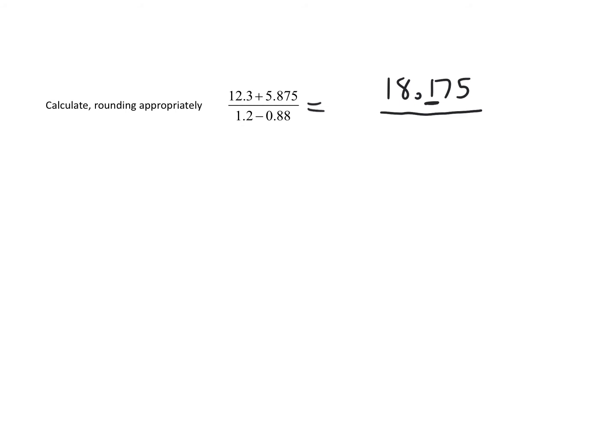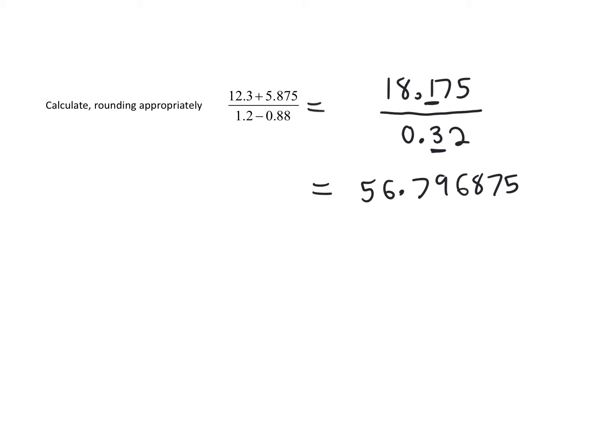Looking at the denominator, we get 0.32. We have one that's precise to the 10th, one that's precise to the 100th. The least precision is the 10th, so we would round this to 0.3. But we're going to keep the 2 until the very end. Now we're looking at division. So when we do this division, we get 56.796875. But now we have to look at significant digits.